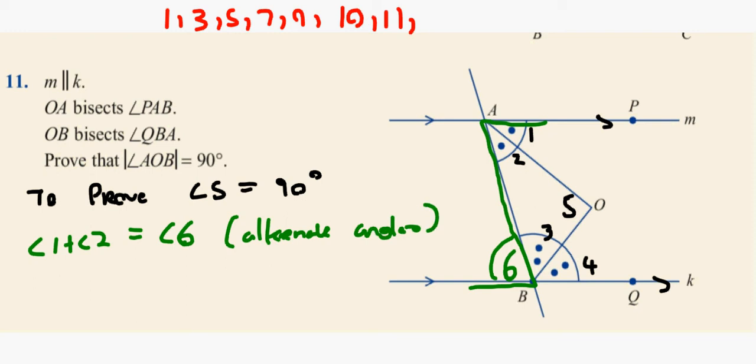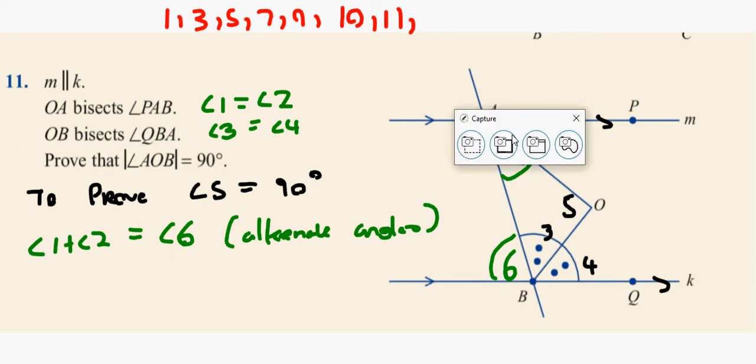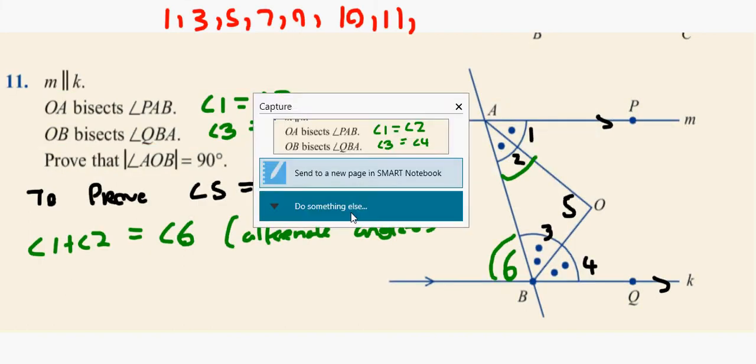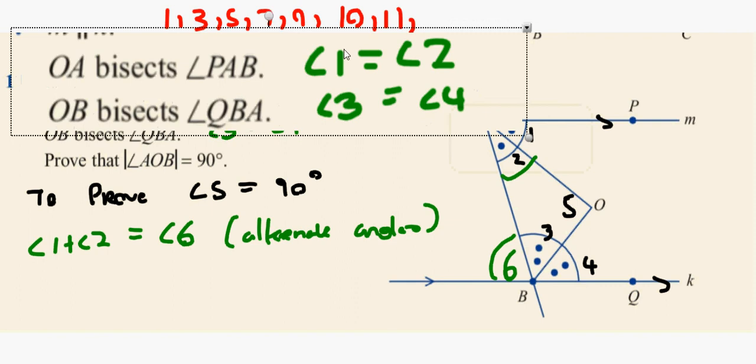Okay, now that I've done that, what I'm going to do next is I need to bring the angles into it somehow. Now we know that within the triangle is 2, 3 and 5, so these are more important. So what I'd say there is replace angle 1. We know that angle 1 is equal to angle 2, because OA bisects PAB, and we know that angle 3 equals angle 4 because OB bisects QBA. So technically speaking, that would be part of my solution. So I'm just going to cut and paste that down here.